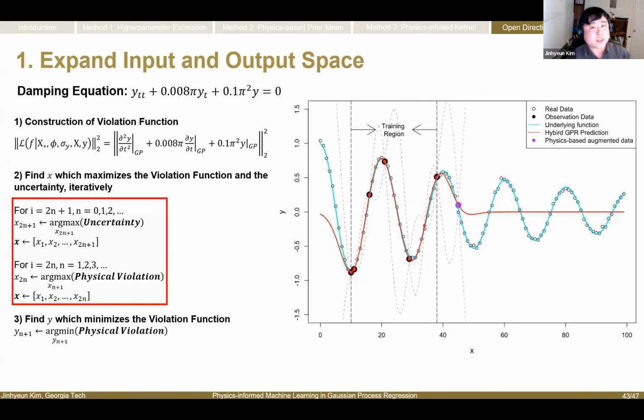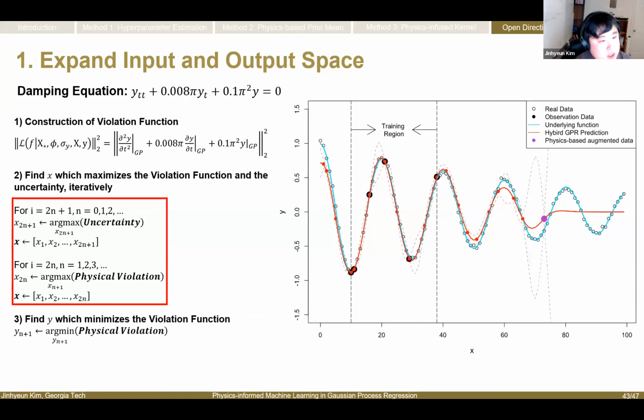This is one simple example for the damping equation. Here, I use the uncertainty and the physical violation information to find the new X location. For each selected X, we find a new Y, which is the physics-based augmented data, by minimizing the physical violation. This may be an open, new, interesting work.